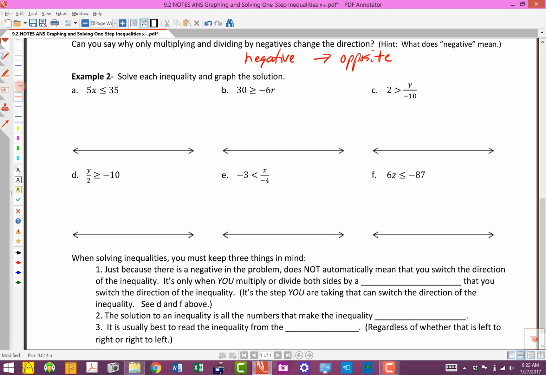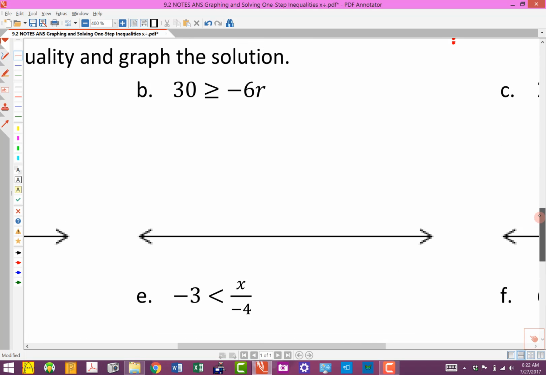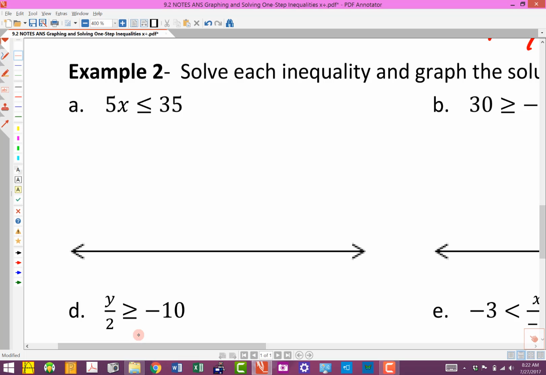So let's go ahead and solve each one of these. It says solve the inequality and graph the solution. So I'm going to make this a little bit bigger so we've got plenty of room here. And let's take a look at example A. So we're going to go through and we're going to solve this. We've got to get the x by itself, so we're going to divide by 5.